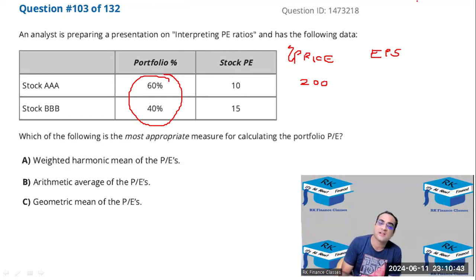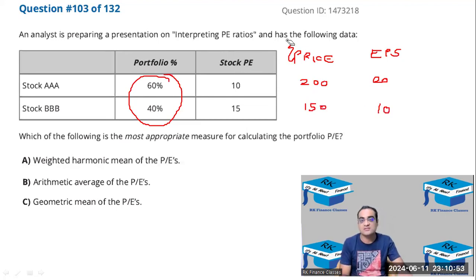So what price did I take? I took 200 and EPS of 20, I think. So 200 upon 20 is 10. And for the other I took 150, and 150 upon 10 is 15. So this was the data which I took. And what she was trying to say is, why did you multiply by 60%? So let me go with what she is saying.